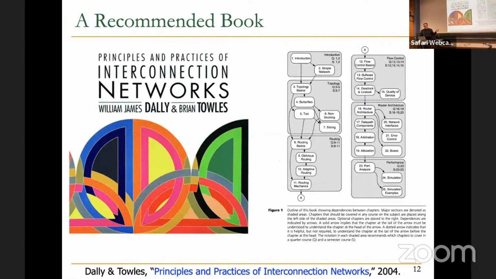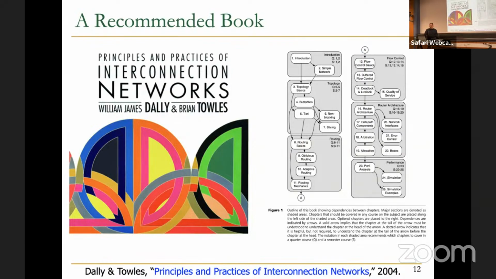And I should say that interconnection network is a very dense topic that involves a lot of detailed stuff. If you want to learn about it in detail, I would recommend this book, Principles and Practices of Interconnection Networks, from Bill Dally and Towles. I also read this book, and it's a beautiful book. So I would recommend, if you have time and if you're interested, check this book.